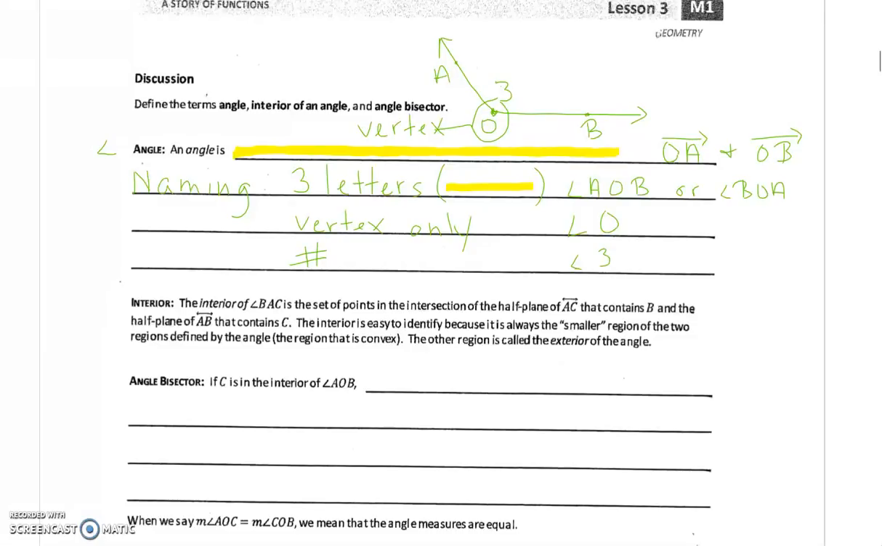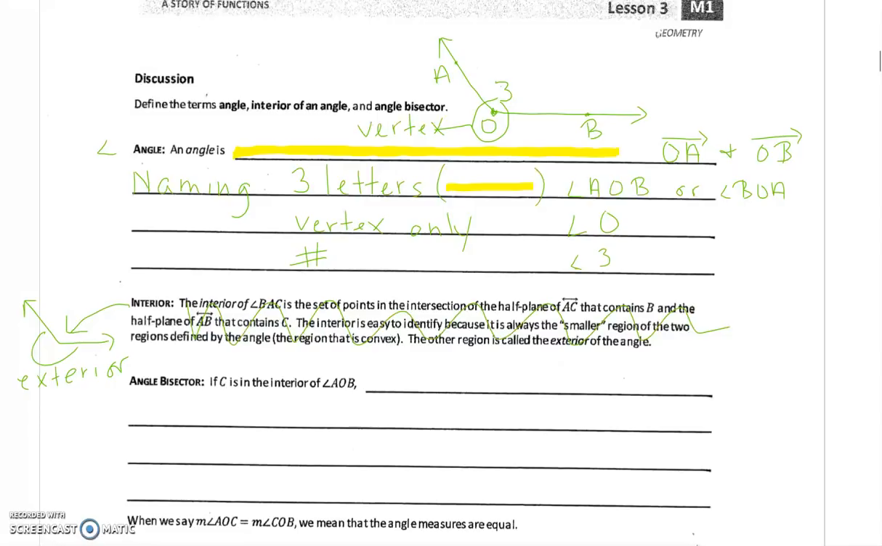Alright, next definition is interior. The definition that they have here looks a little crazy. I'll just scratch this out. Basically, here's your angle. This is the interior. Out here is the exterior. Alright, inside the angle, outside the angle. Pretty self-explanatory.